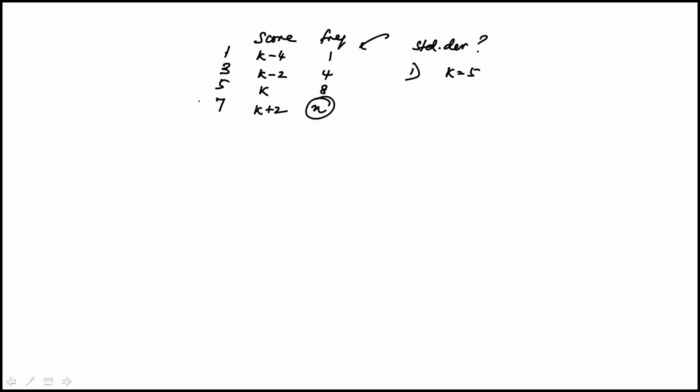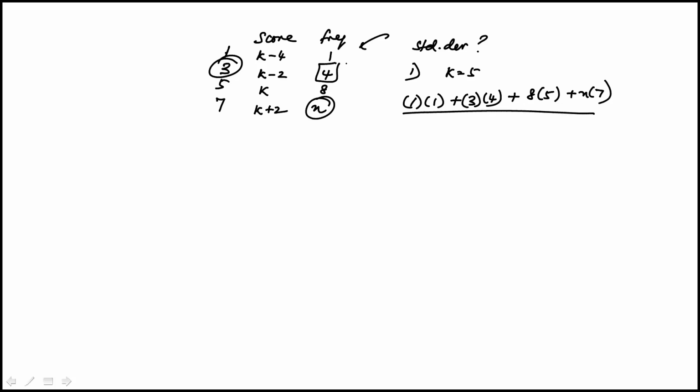So the first thing is we can't really find the average. The weighted average will be 1 times the frequency plus 3 times 4, because what this really means is I have 4 values that are 3. And then 8 times 5, n times 7, and then divided by the total number of terms, which will be 13 plus n. So I can't even find the average if I don't know this frequency. K doesn't really tell me anything. And then I won't be able to find the deviations from these scores because it really depends on n. So 1 alone is insufficient.